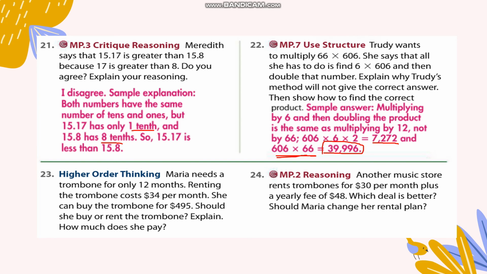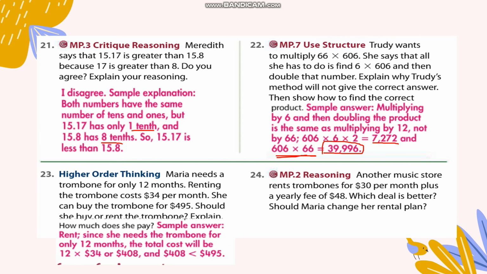Number 23. Maria needs a trombone for only 12 months. Renting the trombone costs $34 per month. She can buy the trombone for $495. Should she buy or rent the trombone? Of course, the answer is rent. Why renting? Since she needs the trombone for only 12 months, the total cost will be 12 multiplied by 34, that is $408, and $408 is less than the money that she needs to pay, which is $495, if she buys the trombone. So it is much better to rent so that she can save money.